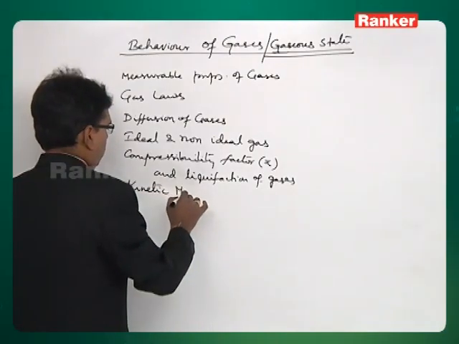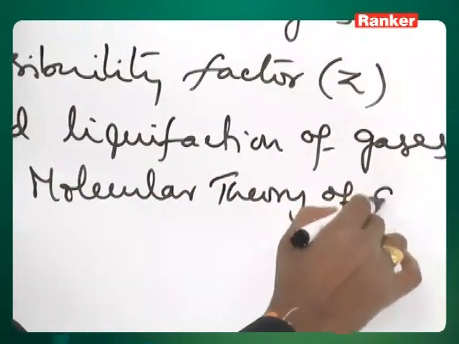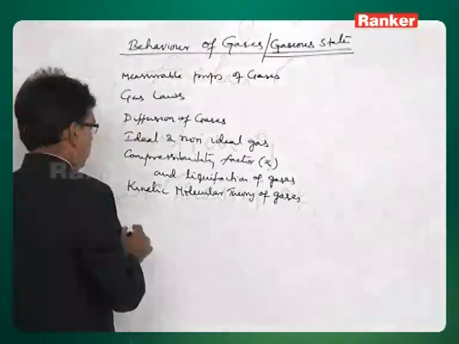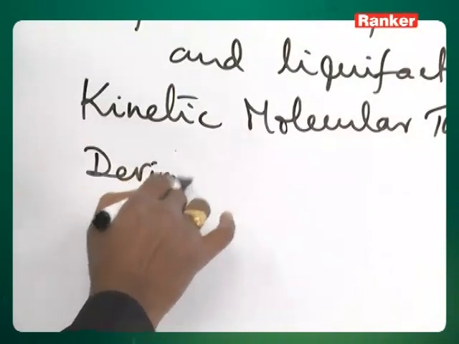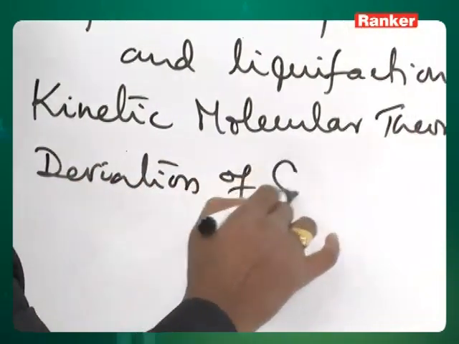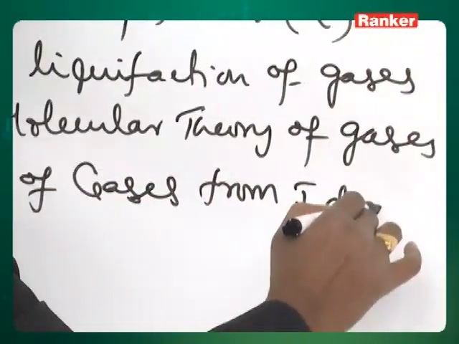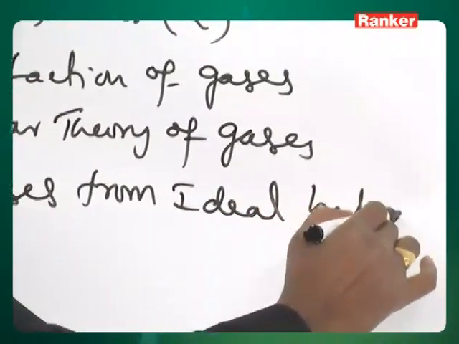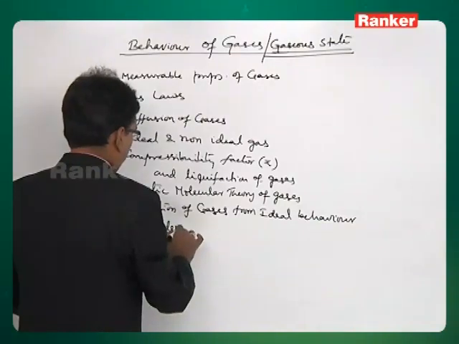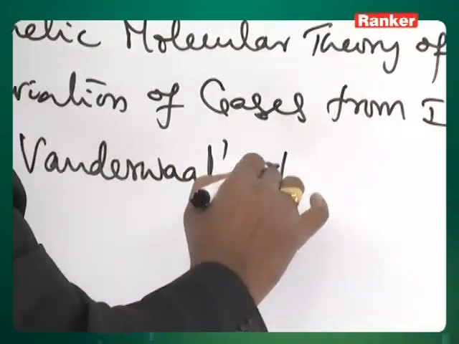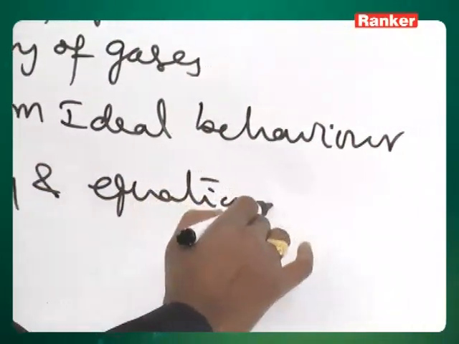Kinetic molecular theory of gases, deviation of gases from ideal behavior, deviation of gases from ideal behavior, van der Waals theory and equation, explanation.